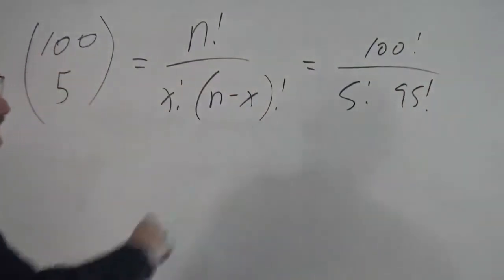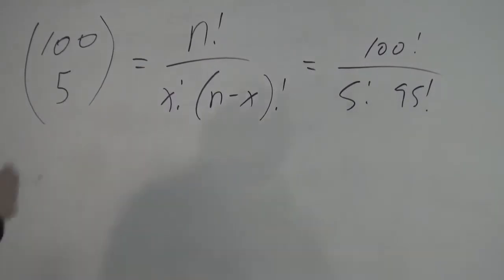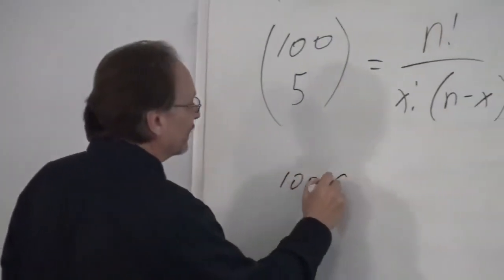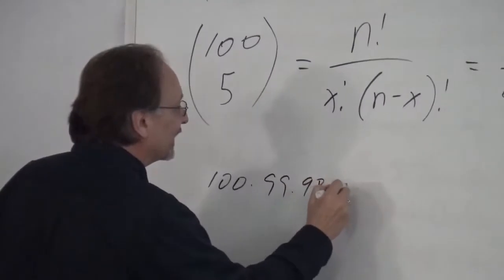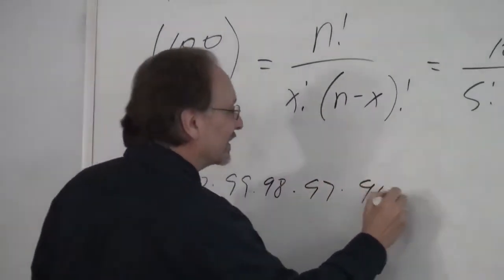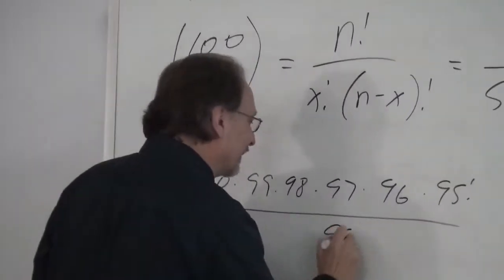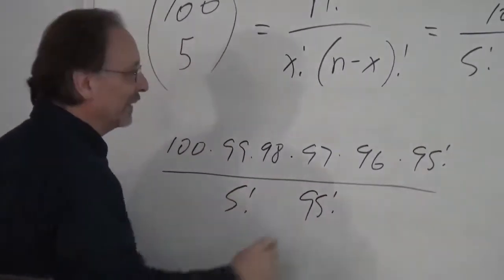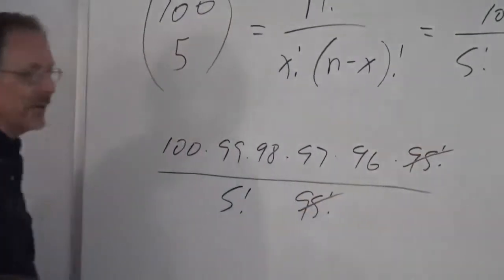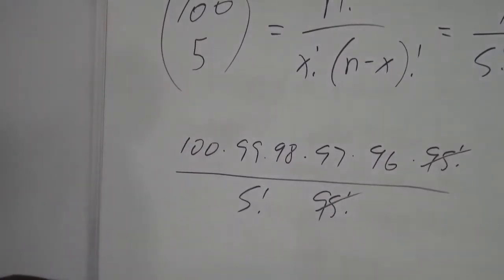Oh, actually, no, that's something else. But let's say I gave you that. And your calculator coughs at 100, so what you end up doing is 100 times 99 times 98 times 97 times 96 times 95 factorial over 95 factorial and 5 factorial. Cross those out, now you can do it a lot more easily.